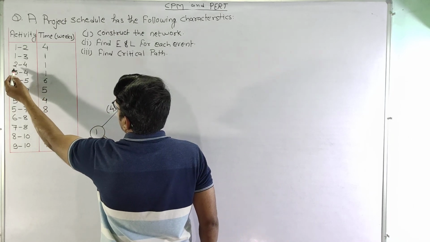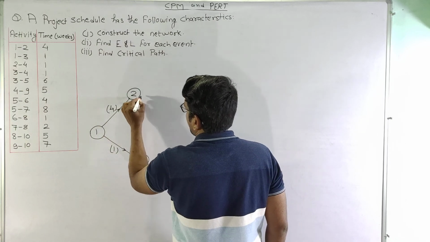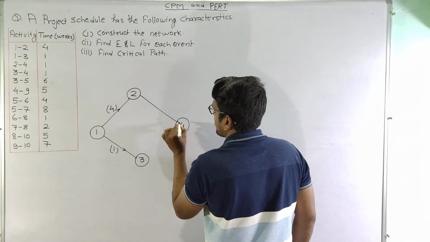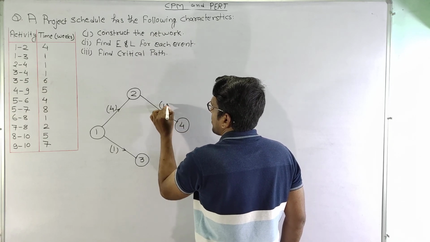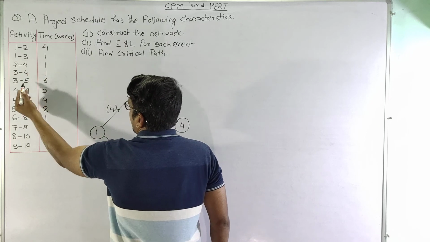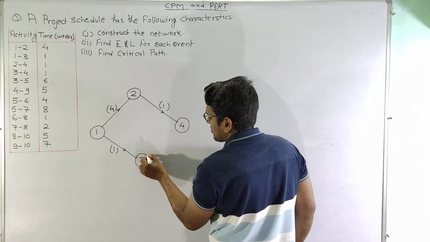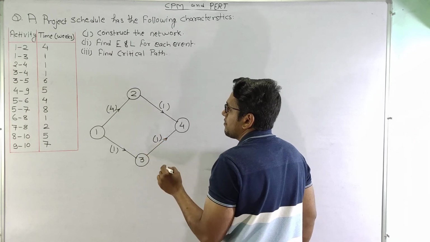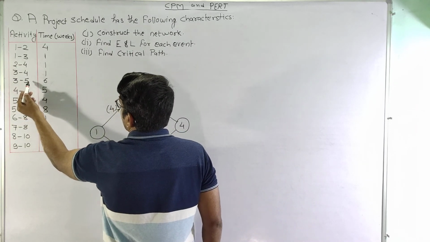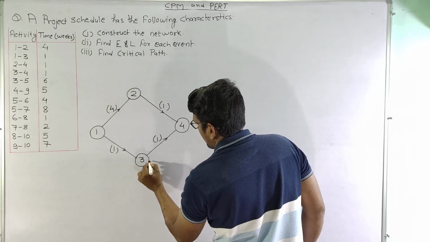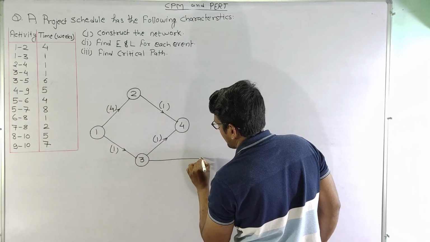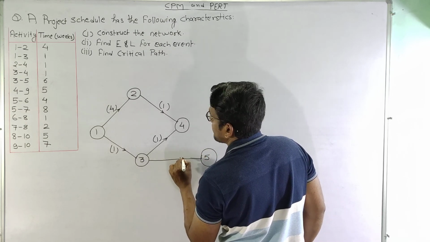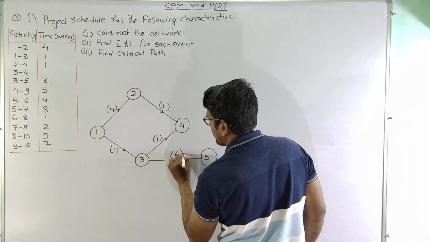Similarly here activity 2 4, that means 2 to 4. I'm just drawing it here, 2 to 4, and this also has the time of 1 week. Now 3 to 4, this is activity 3 to 4, and this also has a time of 1 week. Activity 3 to 5, this is node 5, and this has a time of 6 weeks.